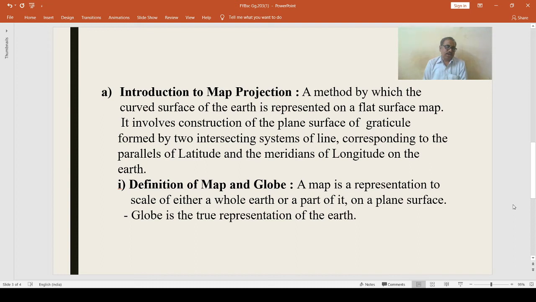Then, due to spherical shape of the globe, it is difficult to measure the distance between the points. Then it is difficult to carry the globe from place to place as compared to the map.